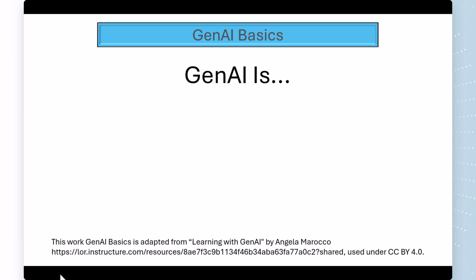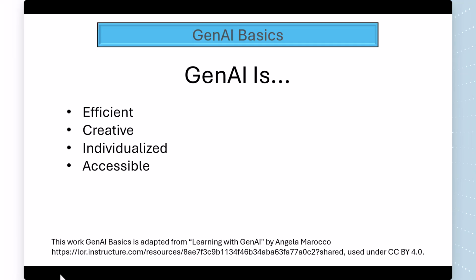On the plus side, GenAI is efficient. GenAI can accelerate tasks such as brainstorming or outlining, even creating a timeline of benchmarks to hit for an assignment. It can rapidly create content in response to prompts. GenAI is creative. GenAI tools create new content from existing information. GenAI is individualized. Because you control the scope of the prompt, the content supplied by GenAI is individualized for each user and each query. GenAI is accessible.